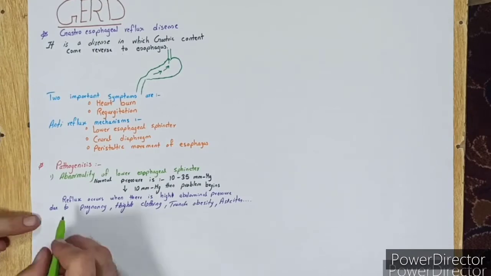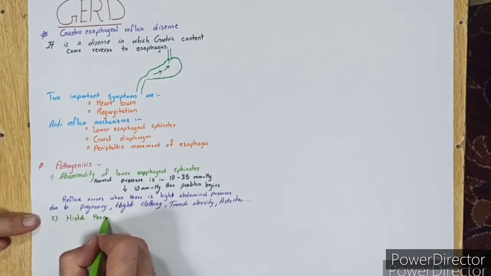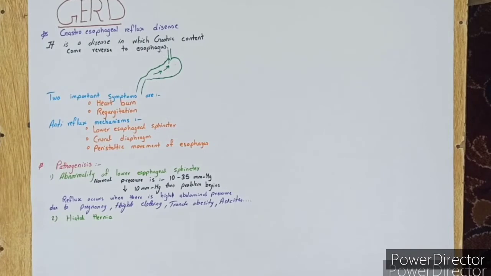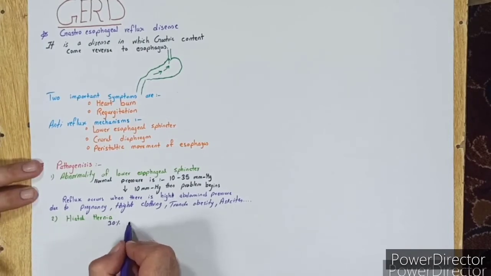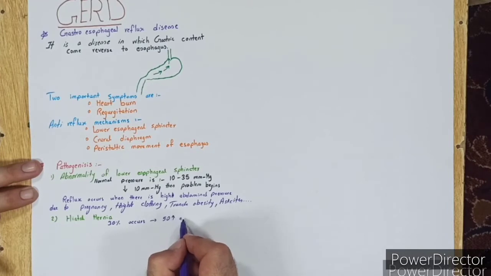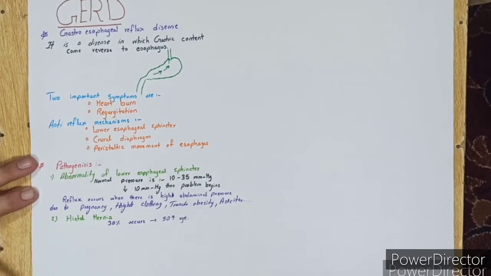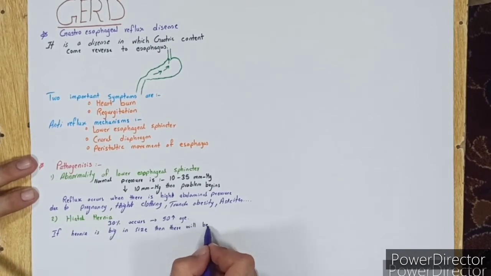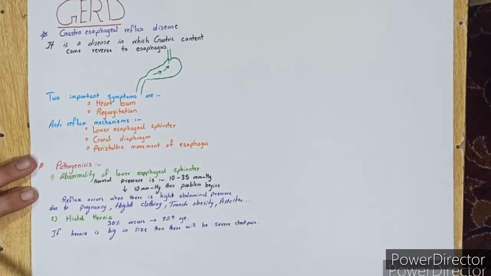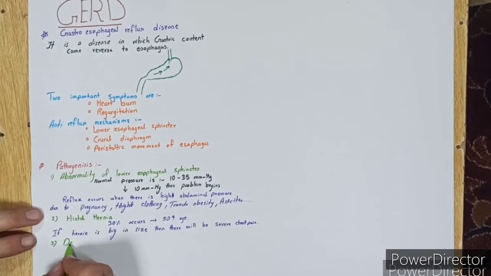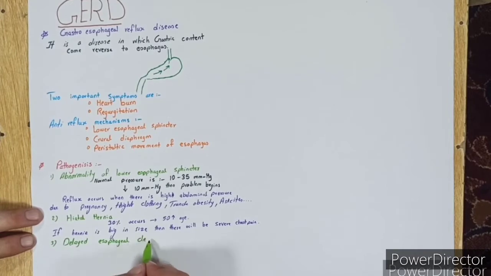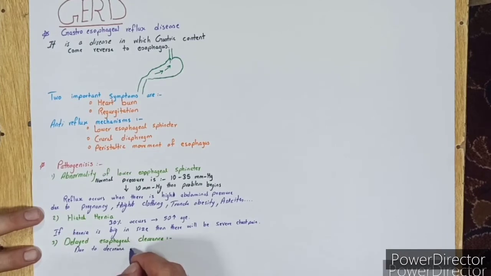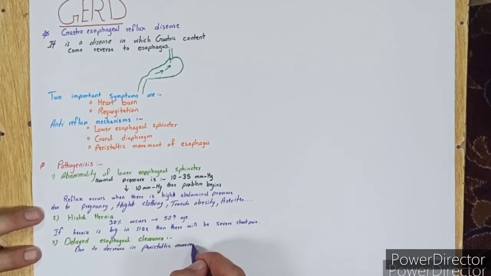The second one is hiatal hernia. In 30% of cases, it occurs in older age, greater than 50 years. If the hernia is big in size, then there will be severe chest pain. The third pathogenesis is delayed esophageal clearance. Due to a decrease in peristaltic movement, it is delayed.